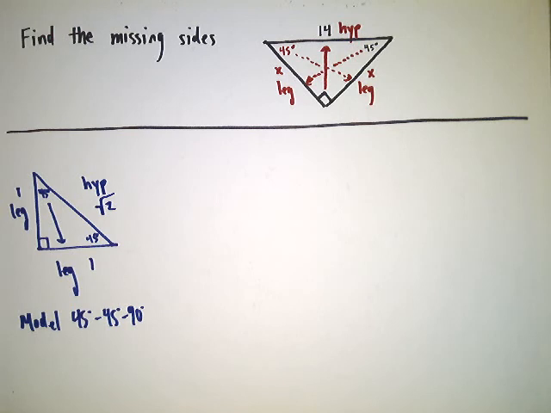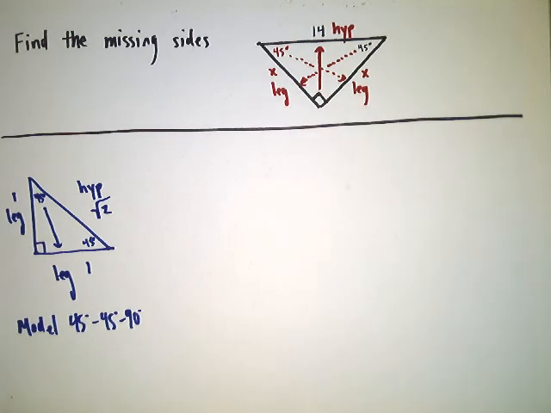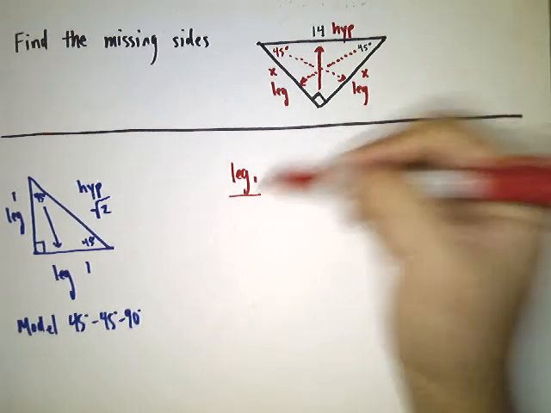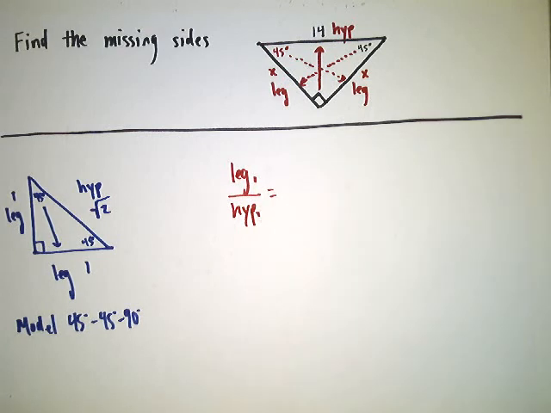Now here's the thing I love about this problem: we only have to solve for x a single time. Because 45, 45, 90 triangles have legs that are the same length, the other leg will have the same length as whatever one we find. So let's go ahead and do that. We want to choose one side we know and one side we don't know. The side we don't know is the leg, and the side we do know is the hypotenuse. And we'll match those sides from the model triangle as well.